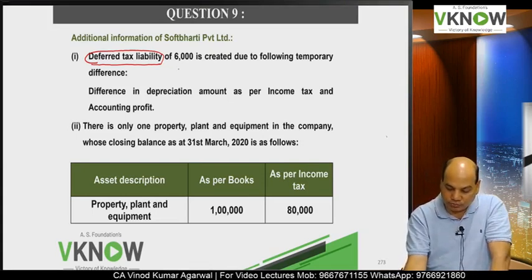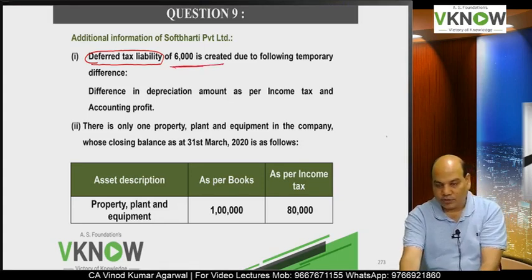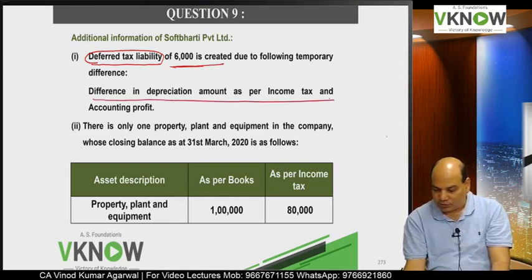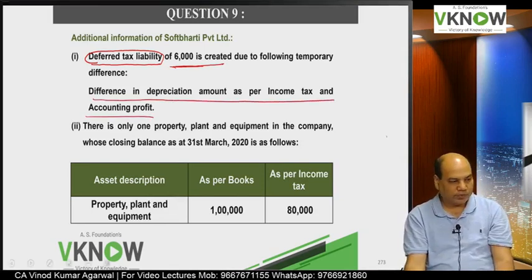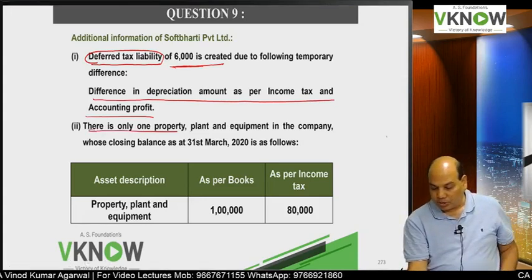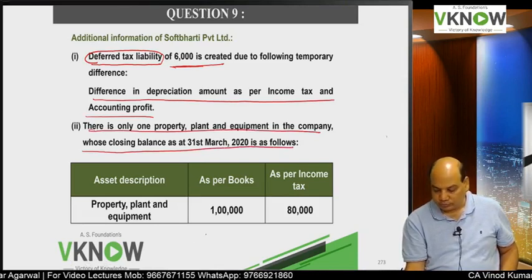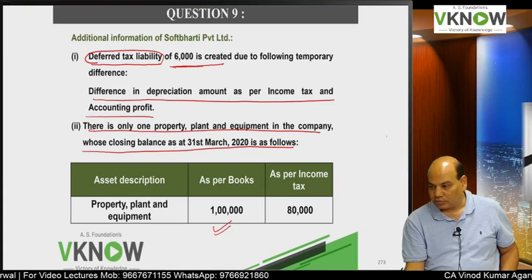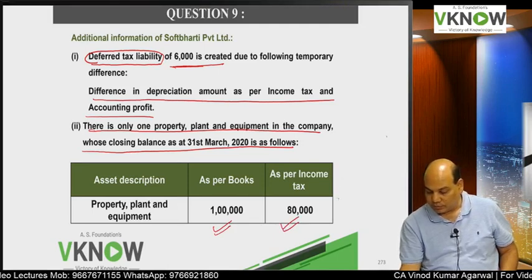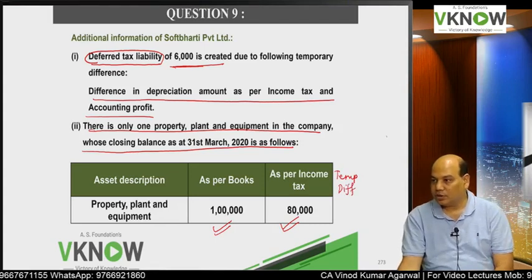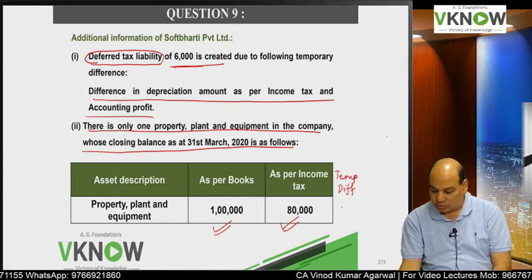So in this question, they have explained why this difference of 6,000 has come. Difference in depreciation amount as per income tax and accounting profit. There is only one PPE in the company whose closing balance on 31st March is as follows. As per books 1 lakh and as per tax law 80,000. So what is the difference? This difference is called temporary difference because the difference will reverse. So temporary difference of 20,000.